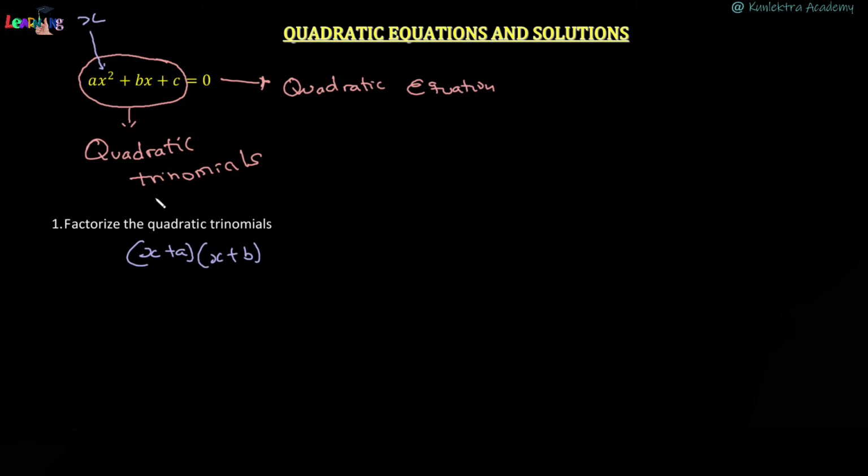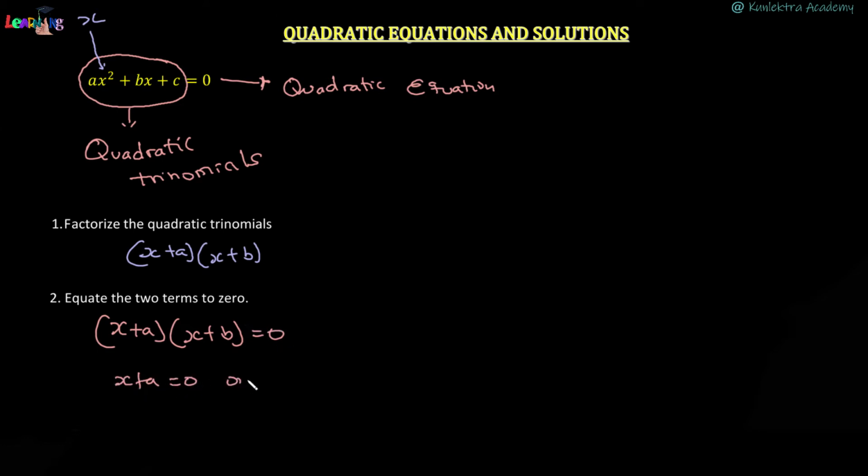Now, what is the next thing you have to do? Equate the 2 terms you got from factorization of the quadratic trinomial to 0. This is what I'm saying. You have x plus a, for example; this is not the value gotten from this. You equate it to 0, meaning x plus a is equal to 0, or x plus b is equal to 0, and x is equal to 0 minus a, x is equal to minus a, or x is equal to 0 minus b, x is equal to minus b.